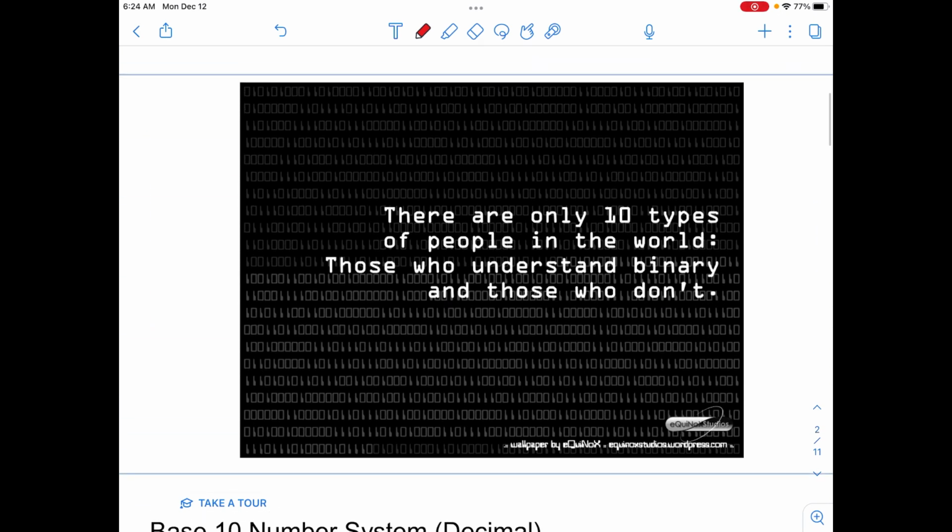But let's start off with a joke. There are only 10 types of people in the world, those who understand binary and those who don't. If you're laughing right now, you probably understand binary. If you're sitting there scratching your head, you probably don't understand binary. But by the end of this lesson, hopefully everyone will be laughing along with this hilarious joke.